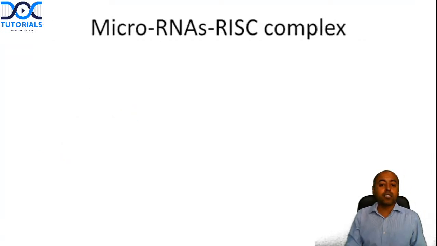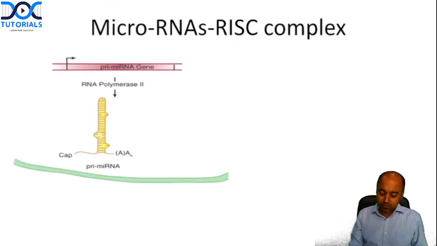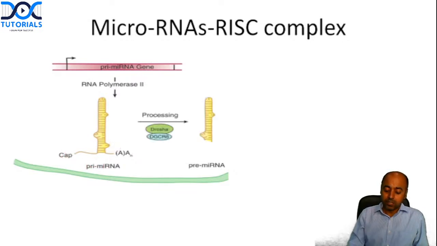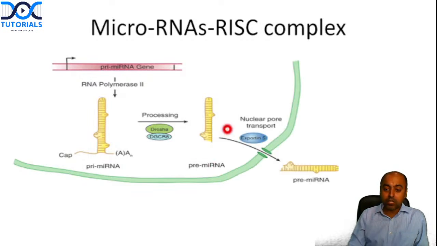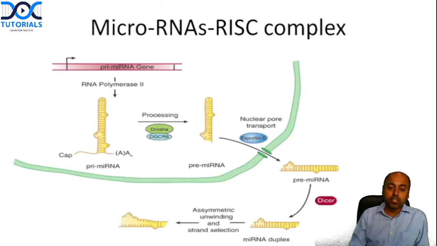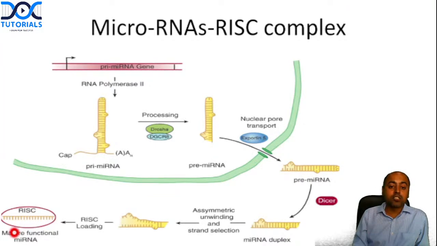Quick look at the RISC complex synthesis. The polymerase 2 will synthesize the primary microRNA, which has the cap and the tail. It is acted upon by Drosha and DGCR8, which is also known as Pasha. The cap and the tail are removed. This is the pre-microRNA. Pre-microRNA will then come out into the cytoplasm by the action of exportin 5, where it is acted upon by the enzyme Dicer. So now we have the microRNA duplex, which is then inserted into the RISC when we get the mature functional RISC.